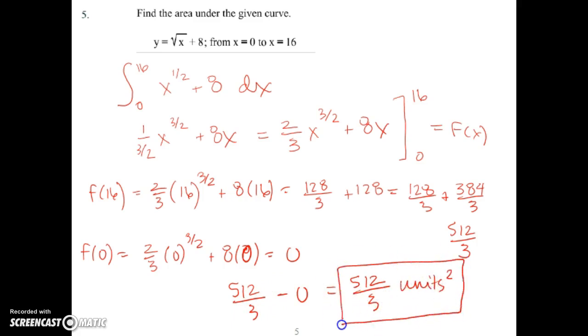And so that is the area under the curve square root of x plus 8 from x equals 0 to x equals 16. So I hope that makes sense and helps you work through the prep quiz.